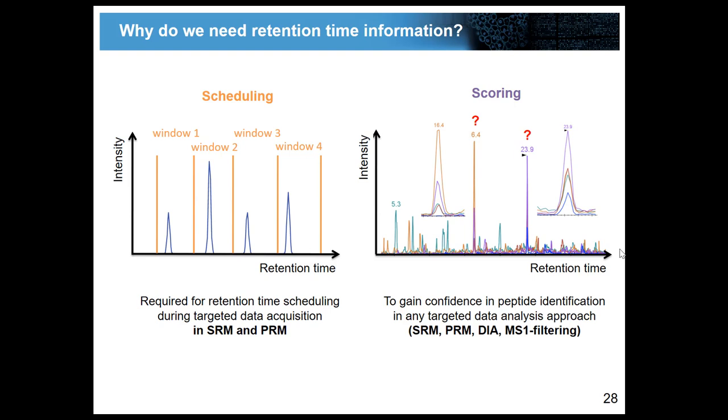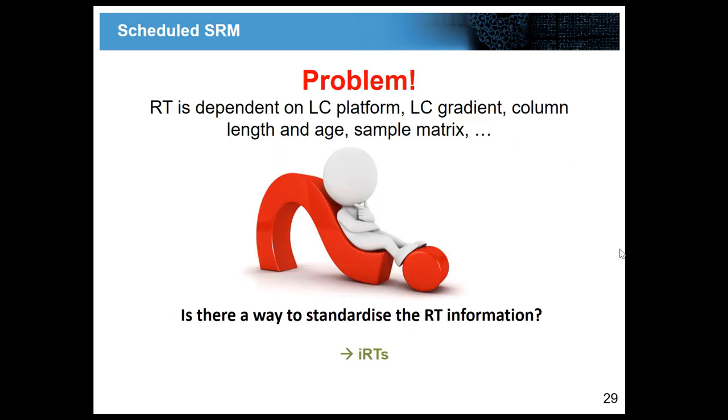But there is a second reason why we want retention time information that is equally important and valid, and this is we want to use it for scoring. So we want to see, does the predicted value fit the value where I see a peak? And that's important not only for SRM and PRM, but also for the other targeted approaches like DIA, SWATH, and MS1 filtering.